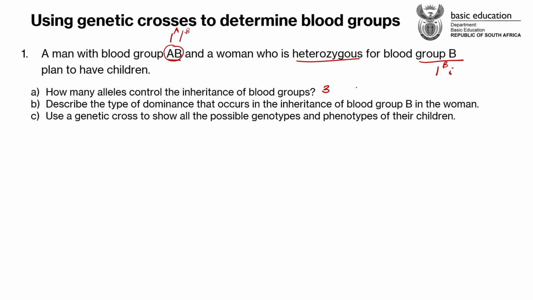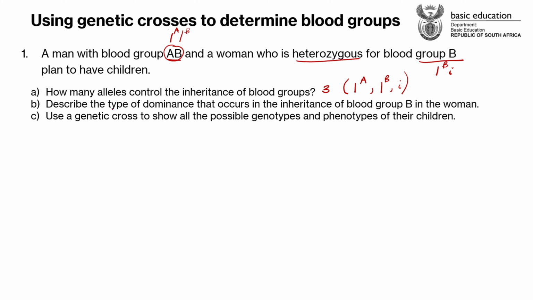If they say mention the alleles, we have got I with an A on top, we've got I with a B on top, as well as small letter i. These are the only alleles that are involved in controlling the blood groups. Okay, all the blood groups must have at least 2 of these.